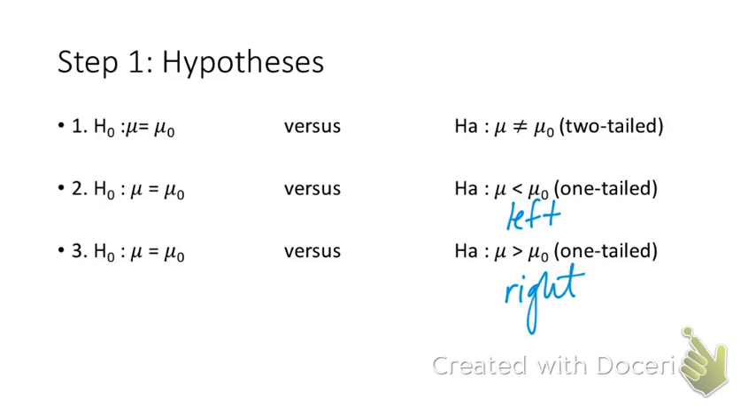So hypotheses are the same for Z and T. So you could write that if you want. They don't change. The conditions also are the same for Z and T. The only thing that's different is the formula.